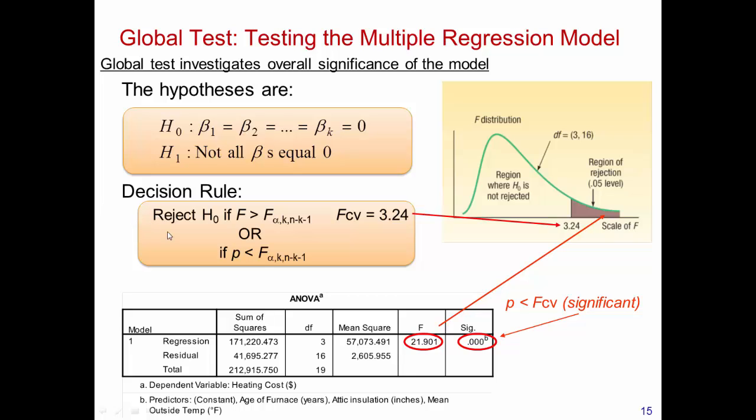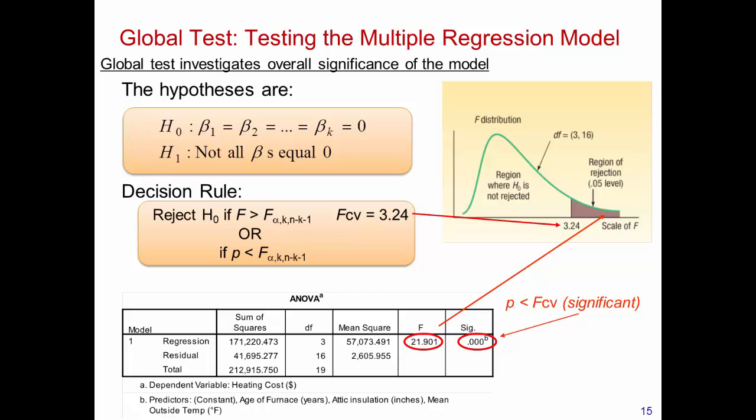In this case, our decision rule is we're going to reject the null hypothesis if the F test statistic is greater than our F critical value, or if the p-value is lower than the significance level. In our example here, we found an F critical value of 3.24, which is in the back of our book. The F statistic that we calculated was 21.901, and in the example that we've provided, SPSS gave us that result in the F column. Since we're using the p-value approach here, our F-stat is 21.901 and our F critical value is 3.24.